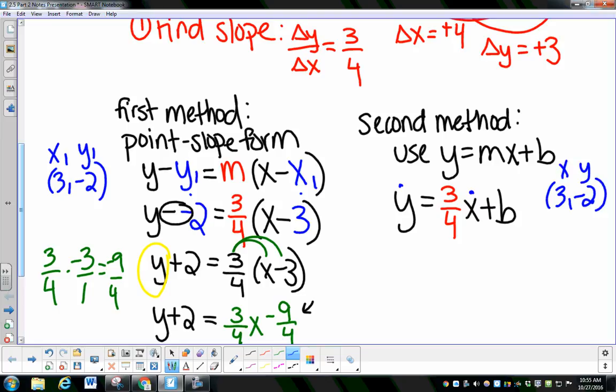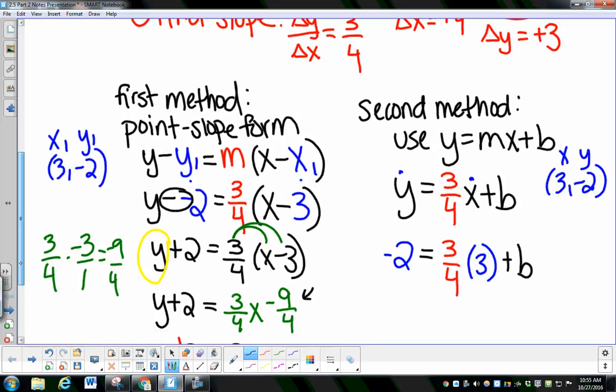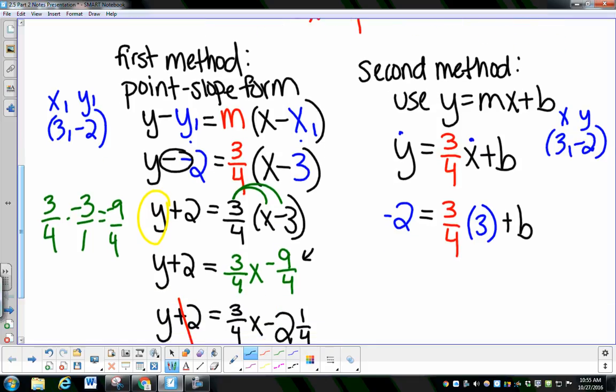So I'm going to rewrite this. Instead of y, I'm going to write negative 2 equals 3/4 x. So instead of x, I'm going to write 3, so times 3, plus b. I don't know my b yet, but I'll figure it out. I'll get it by itself now. So let's go ahead and multiply that 3/4 times 3. That's going to be 9/4 because 3 times 3 is 9. So I've got negative 2 equals 9/4 plus b.